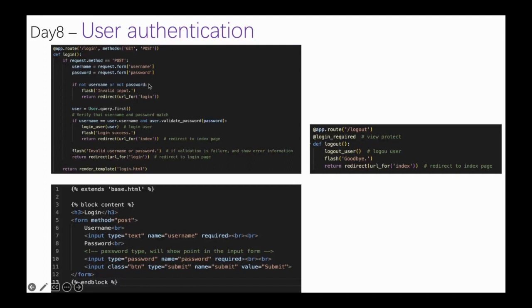Of course, we have some invalid input checking, and if the username and password match, we log in using the login_user method. If true, we show the message login successful and redirect to the index page. If the username or password is invalid, we redirect to the login page. And this is the login HTML, and it's very simple. Firstly, it extends base.html, and there is a username, a password, and also a submit button.